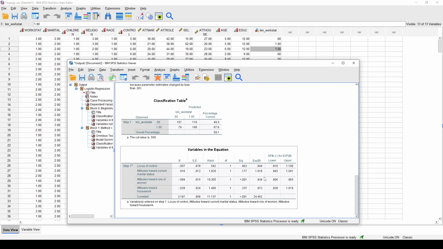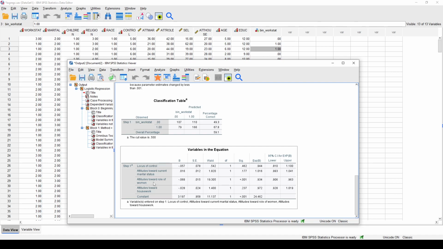All right. So the next thing I'm supposed to do is look at the odds ratio. I remember my beta is not my odds ratio. My odds ratio is e to the beta. That's this one over here. And that indicates that for a single unit increase in the role of women attitudes scale, the odds of being a working woman are 93% of the odds of being a working woman if you didn't have an increase in the attitudes of role of working scale.